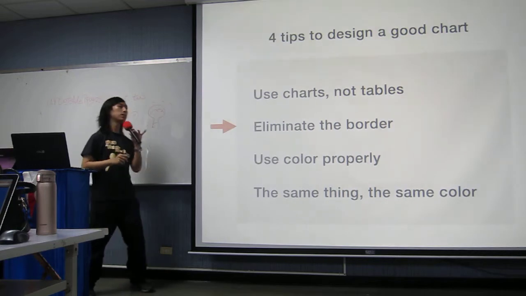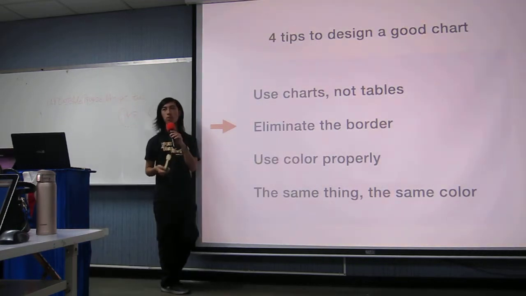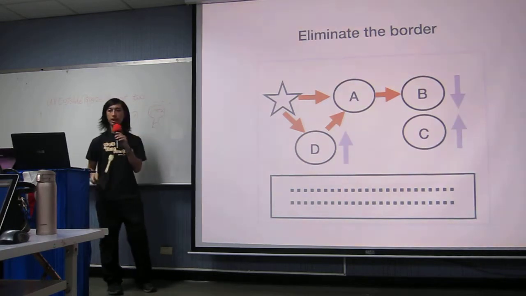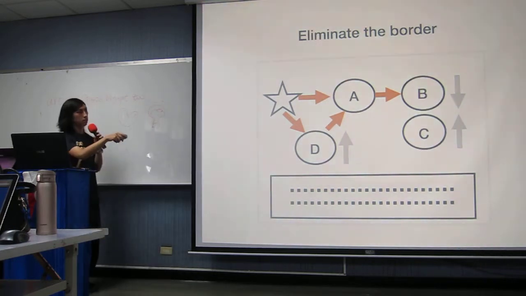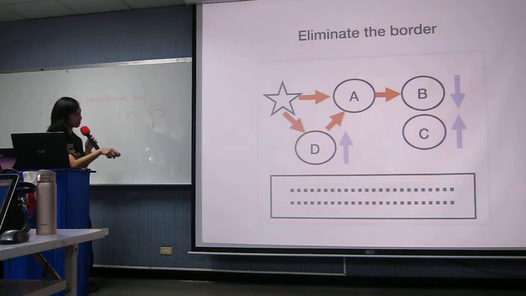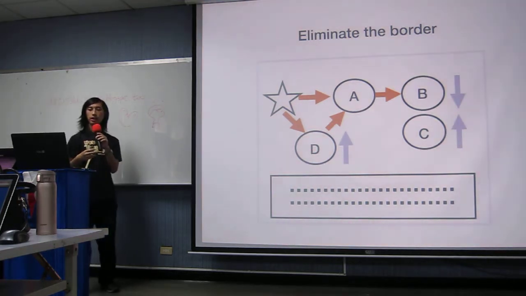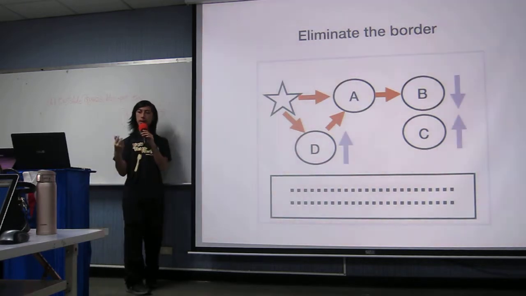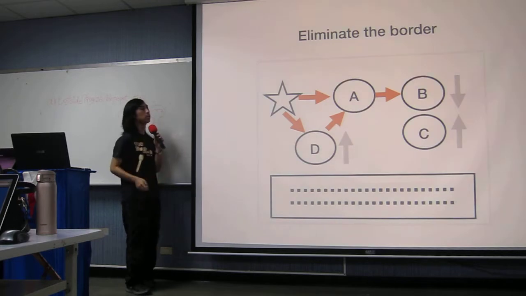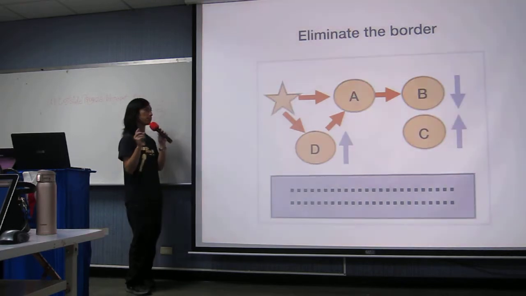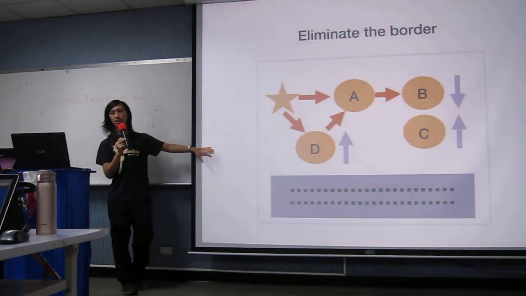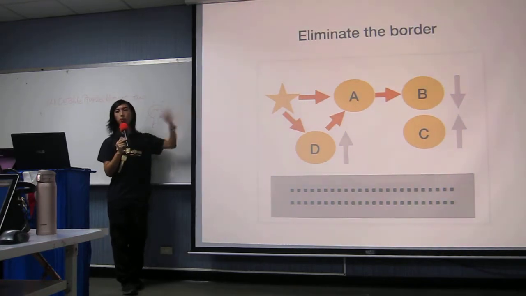And then point 2 is to eliminate the border. What does that mean? Take this slide as an example. You'll see that there are lots of borders circling A, B, C, and D. If we take out all these borders, that is 边框, and add more colors to these circles, the slide will become like this. Well, I believe that this slide is a little bit better than the previous one.